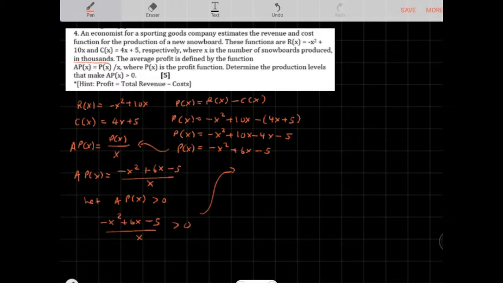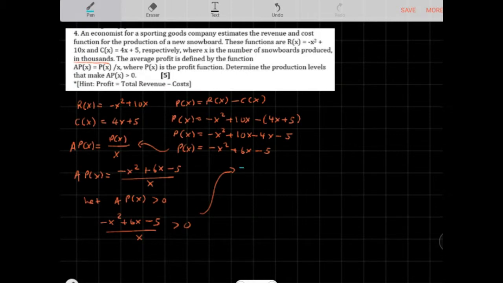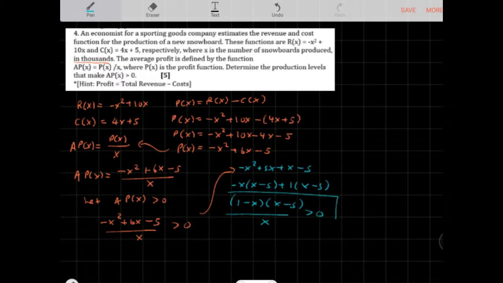So in this case, let's do negative x squared plus 5x plus x minus 5. I'm just looking at the numerator, so negative x minus 5 plus 1, x minus 5. So you get 1 minus x times x minus 5. And then this is going to be over x is greater than 0. So this is the average profit function in a simplified form that I'm going to be looking at, right?